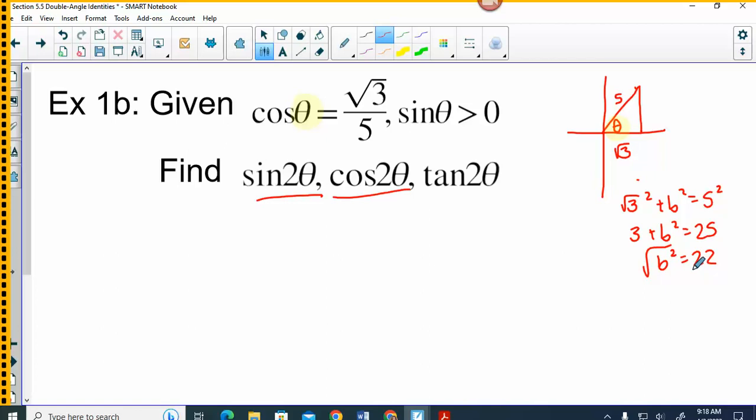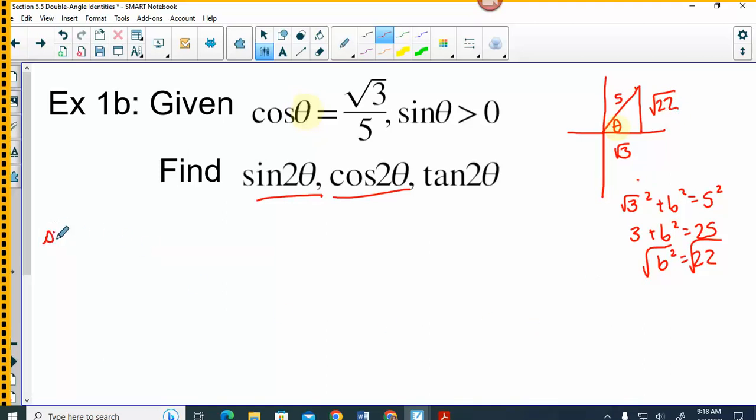Okay, square root. Make sure you can reduce this if you can. 22 only breaks into 2 and 11, so I can't reduce it. But if it were 44, I would want to make sure I broke down that radical. So I can just leave this side as a square root of 22.